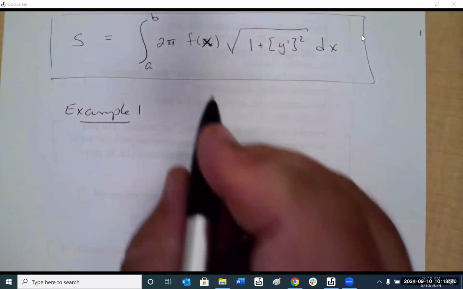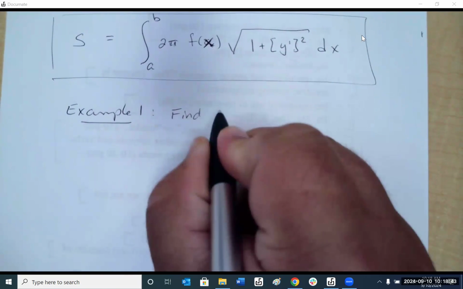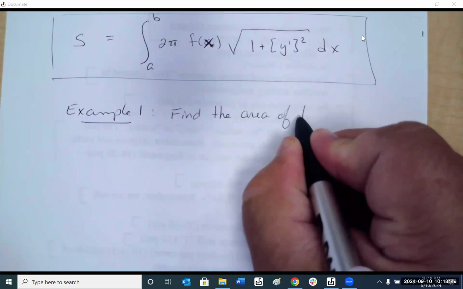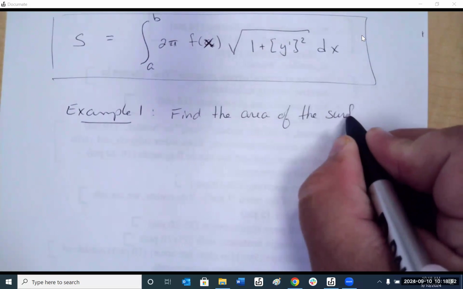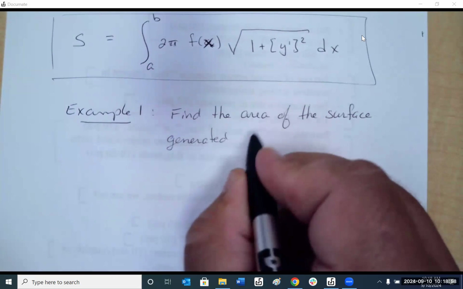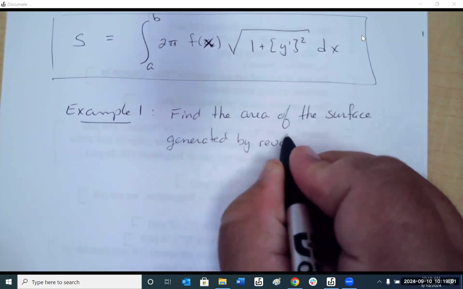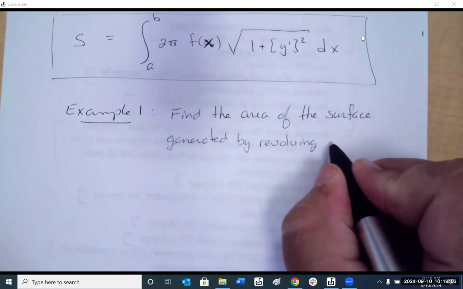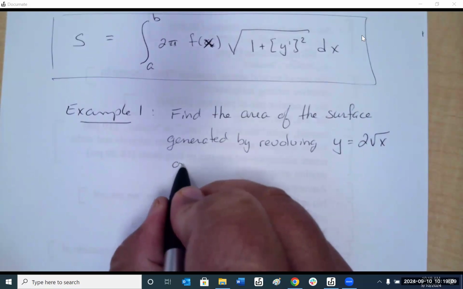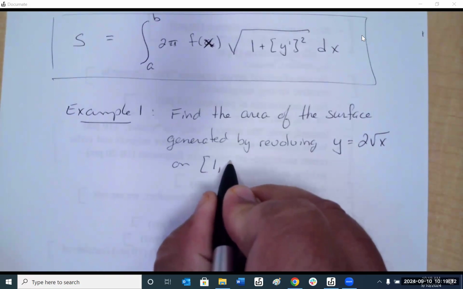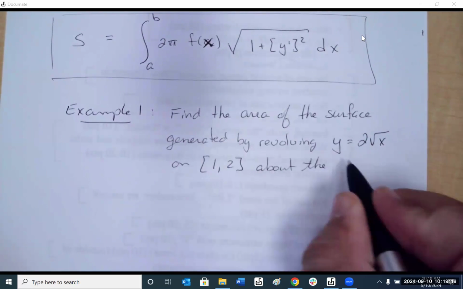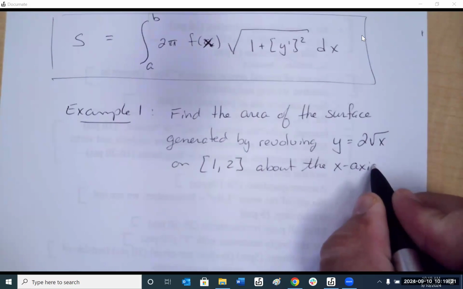Example 1. It says, find the area of the surface generated by revolving y equals 2 square root of x on the closed interval 1, 2 about the x-axis.